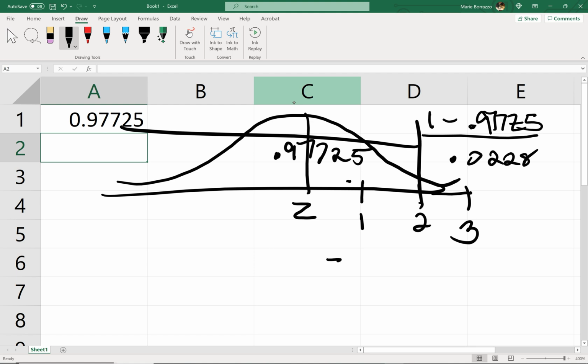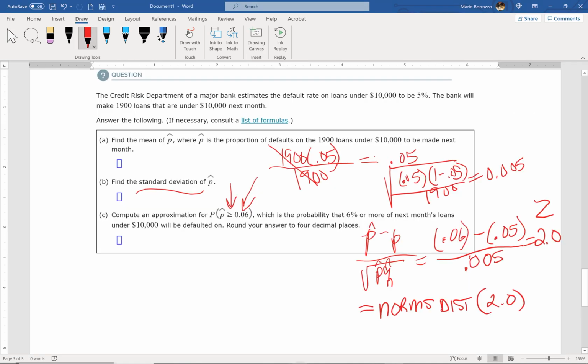And that should be your response for this question, because you're looking at more than. In other words, when they asked you the question, they're saying z greater than or equal to, if you notice. That's why you do 1 minus 0.97725, which should yield you an area of 0.0228, and that should be your answer. And they do want 4 decimals.